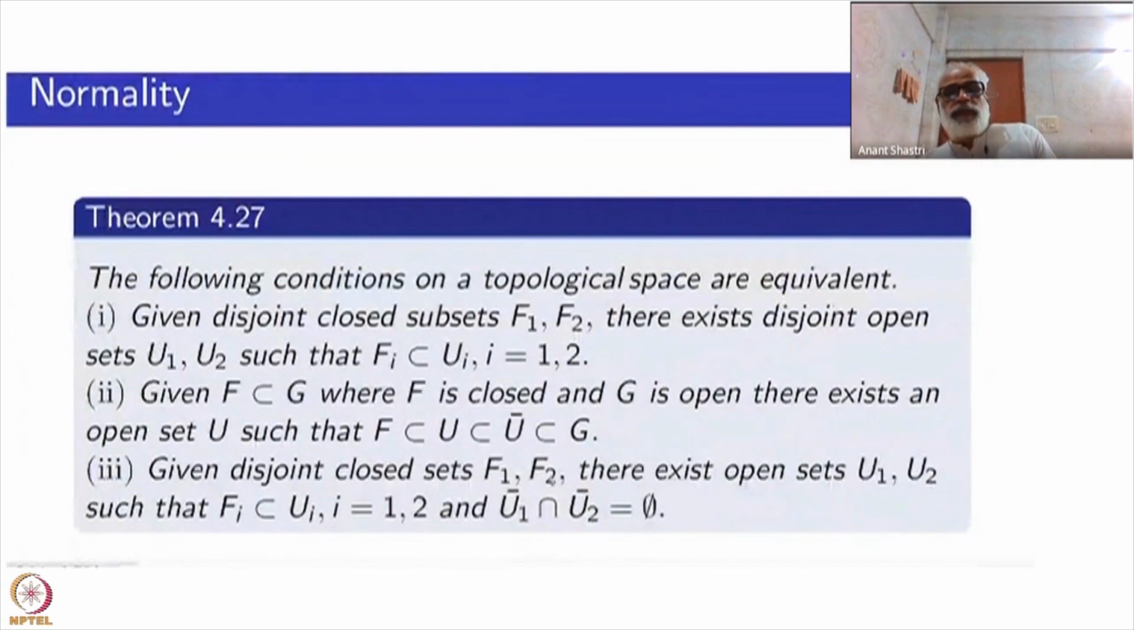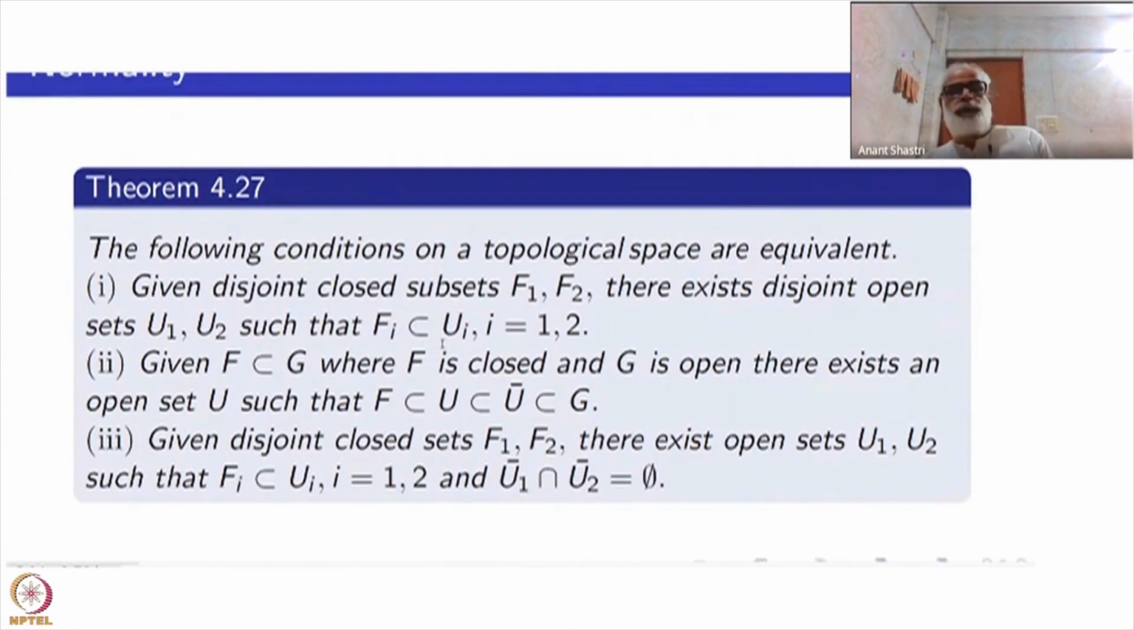Disjoint closed subsets are contained in disjoint open sets. U1 bar intersection U2 bar itself is empty, implies U1 intersection U2 is also empty. And that's all we need in 1. So 3 implies 1 is obvious.